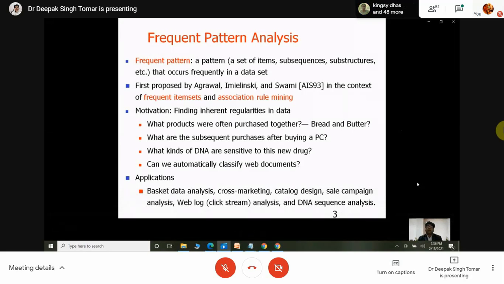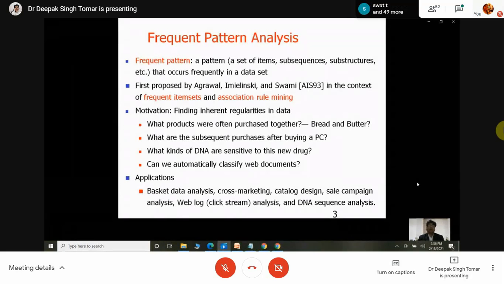So how many times the user buys the bread and butter? Or in the catalog, how many times when the user gives the order for Manchurian and noodles, he also asks for the soup or the cold drink. How many times the user wants the Coke with the pizza? How many times the customer or the particular end user accesses the website and asks for the laptop with the printer? And another, what kind of DNA is sensitive to the new drugs?